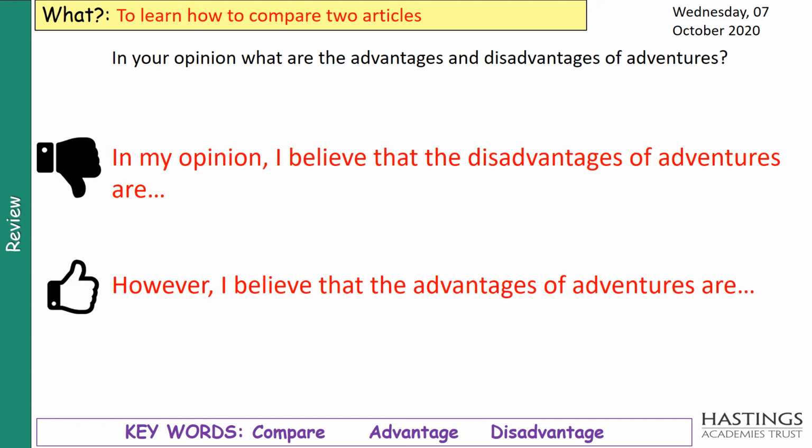Okay, and then finally, Year 7. In your opinion, I just want you to write down what you think are the advantages and disadvantages of adventures. So we've read about two different adventures this week, one in Australia and one in Thailand. So I want at least one example of a disadvantage of adventures and at least one example of an advantage of going on adventures. So pause the video to give yourself a chance to do that.